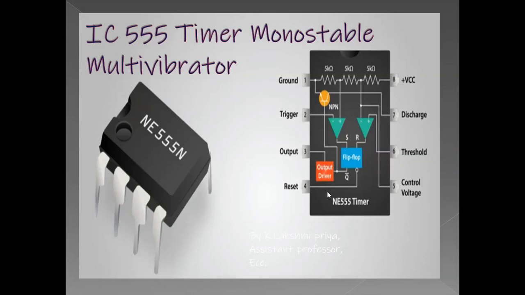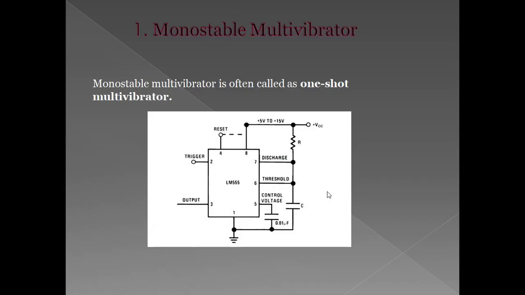In this presentation, we are going to discuss the working of monostable multivibrator using 555 timer. So we have already discussed the working of astable multivibrator in our previous video. Here we are going to discuss the monostable multivibrator, and we know that the monostable multivibrator is a one-shot multivibrator, which means the monostable multivibrator has only one stable state. So it remains in its stable state until the trigger pulse is given.